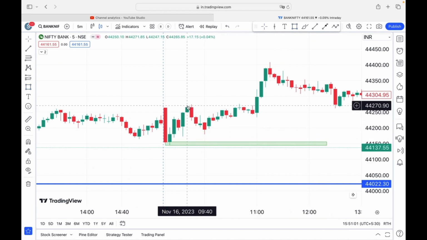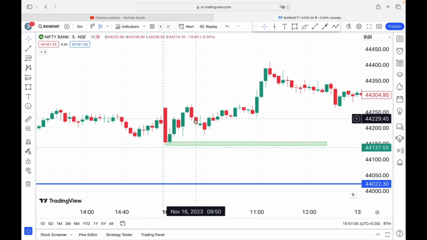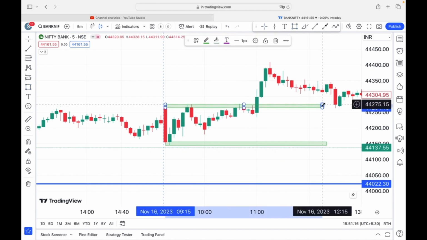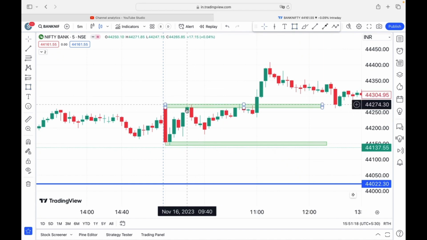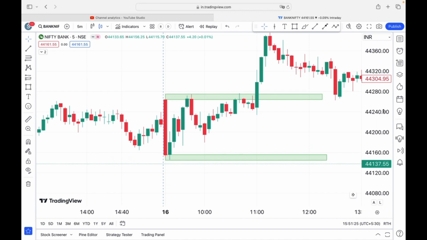The market at this level has taken a proper reaction, and when the market was at this level around 10 o'clock, even that has taken a proper reaction from that place. So we can consider these two levels. This is a swing high and this is a swing low. And now we have intraday support and resistance levels in our chart.